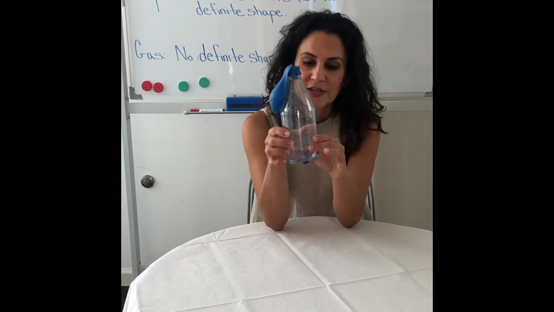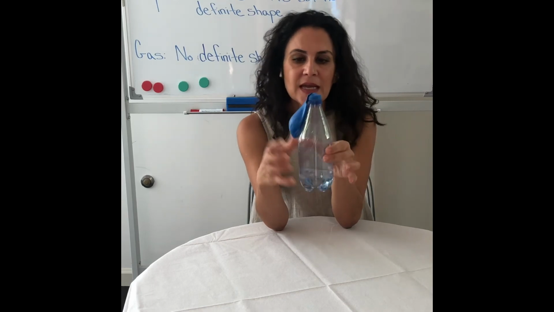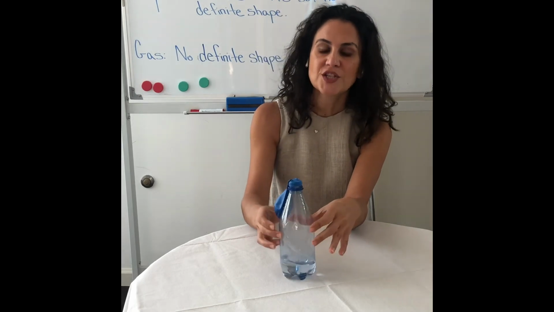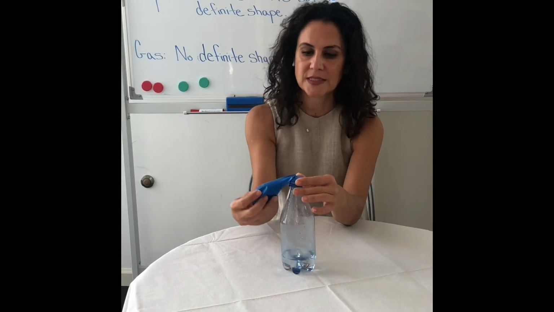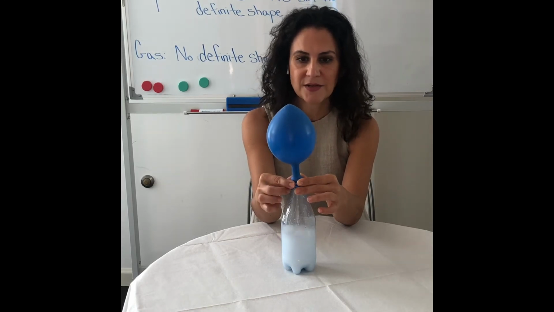Now what we're going to do is prove that air, which is a gas, has no definite shape and no definite volume. I have a container here, a water bottle, and inside I have a clear colorless liquid. And inside of my balloon, I have a white powder-like substance. Watch what happens. Right now you can see the balloon is deflated and completely flat. It's taking up space, but not a whole lot of space. Let's see what happens as I empty the contents of the balloon into my container.